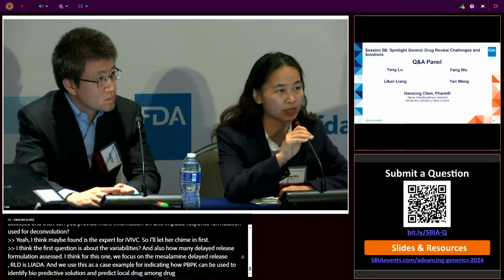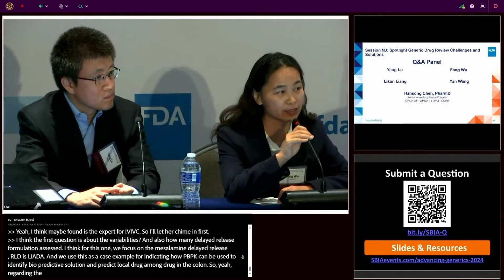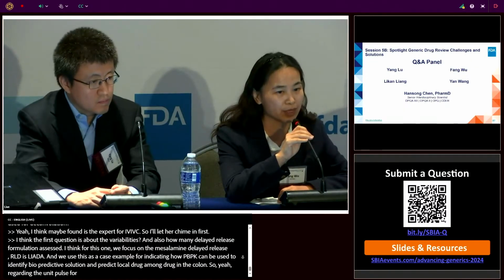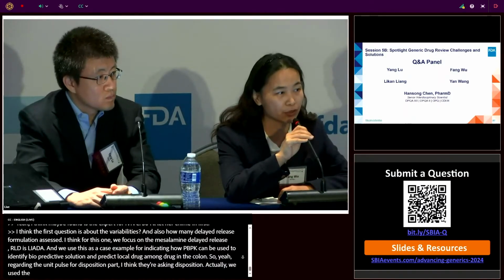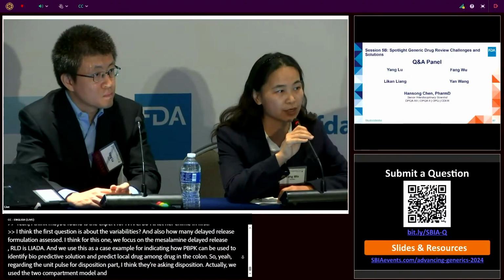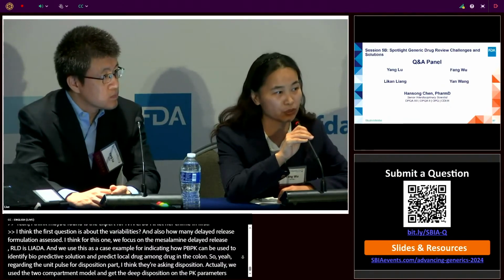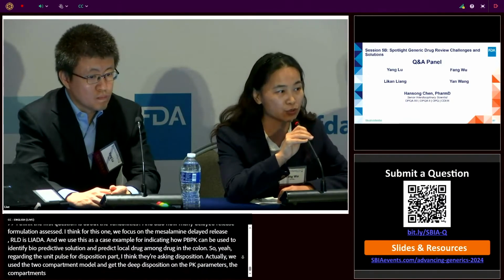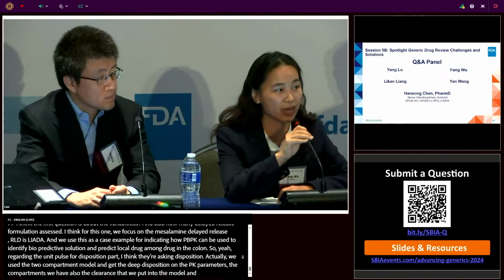Regarding the unit pulse for the disposition part, I think they are asking about the disposition. Actually, we use the two-compartment model to get the disposition PK parameters. For the two compartments, we have K12, K21, and also the clearance that we put into the model to estimate disposition parameters. I hope that answered the question.